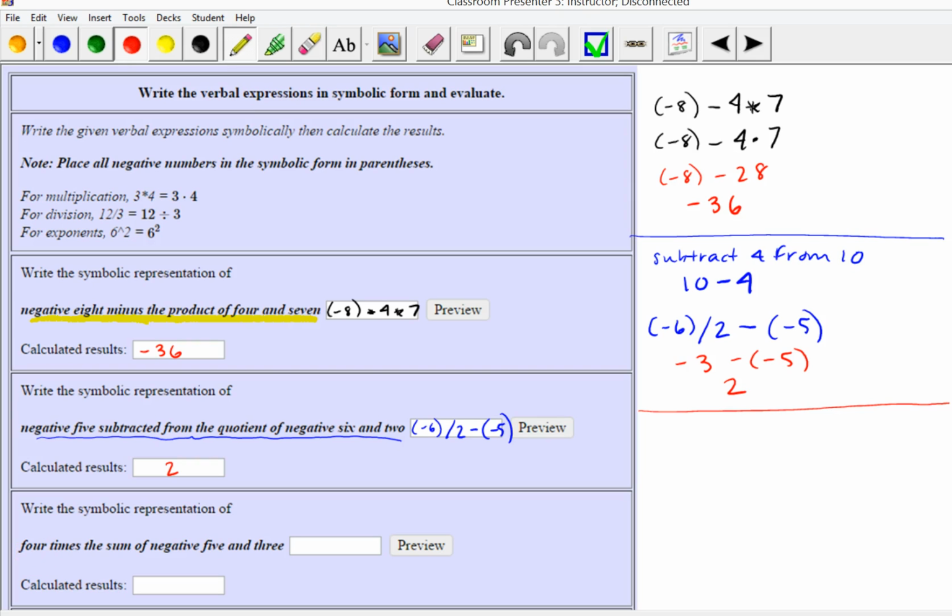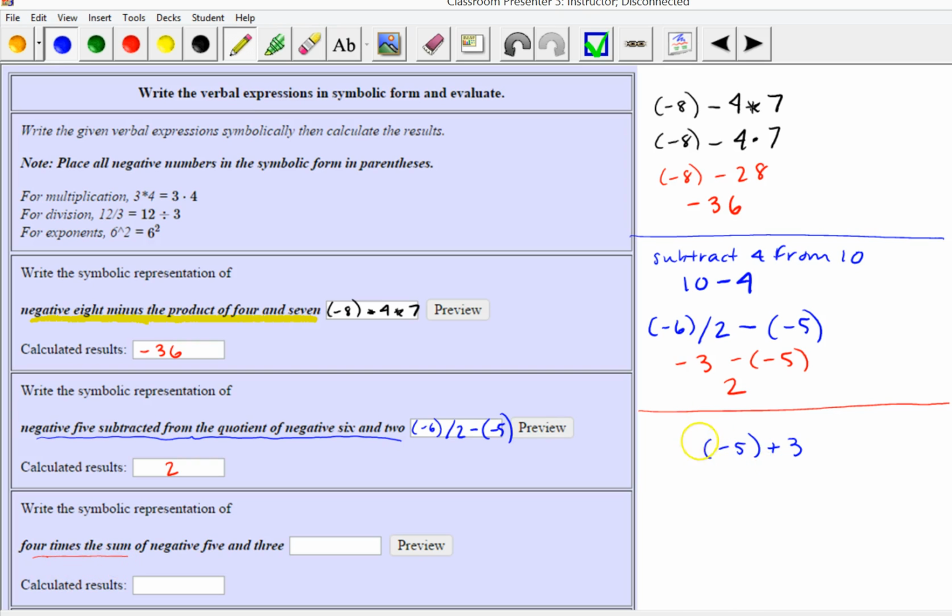Let's look at the next one. 4 times the sum of negative 5 and 3. Okay. So notice it says 4 times the sum, so we need to sum negative 5 and 3 and then multiply it by 4. Okay. Now we could do this by changing our order a little bit, but this is how we're going to do this. Find the sum of negative 5 and 3, so first we'll represent that, negative 5 and 3, and this is what we want to multiply by 4.